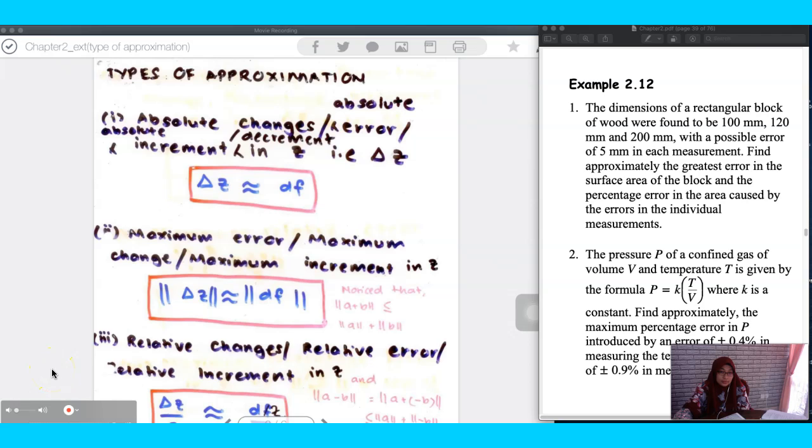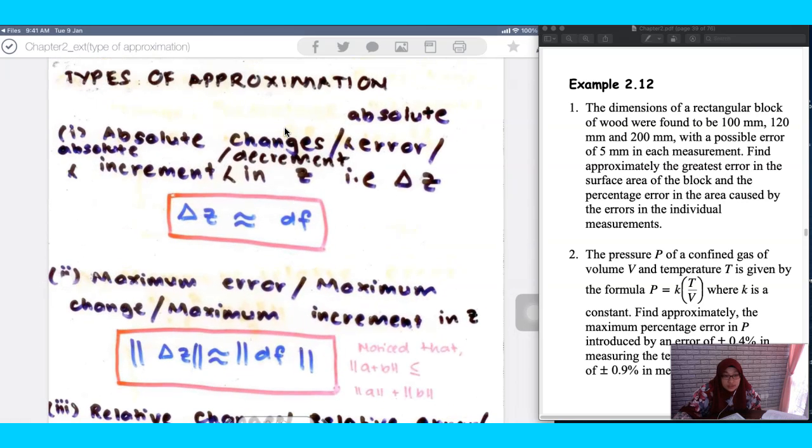Since I think this is very important for me to show you another example regarding the increment using the total differential. So that's why I share this one. I call this a type of approximation.